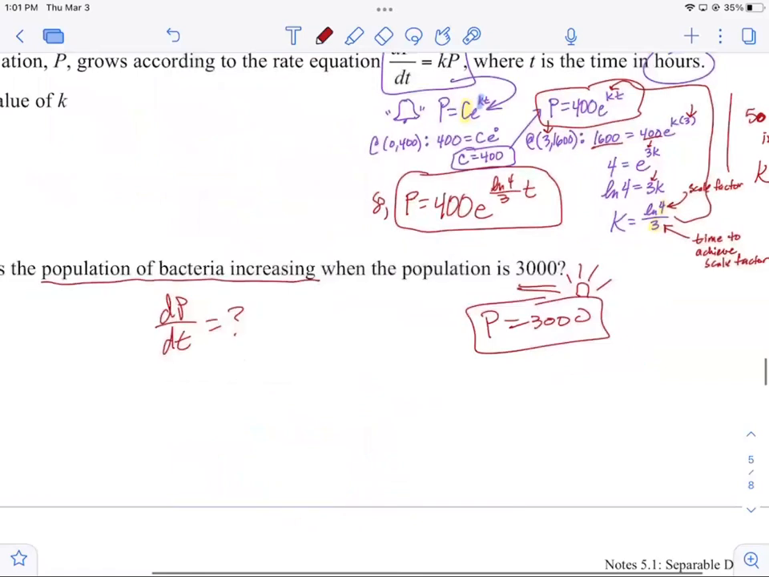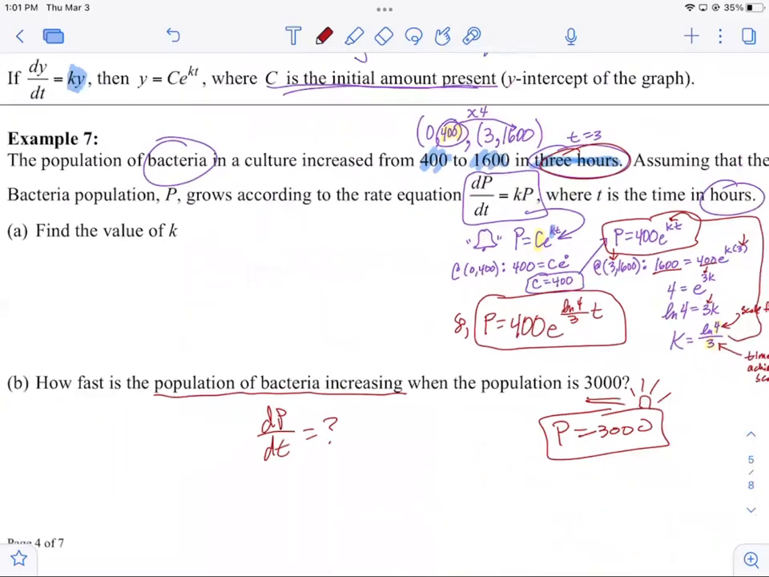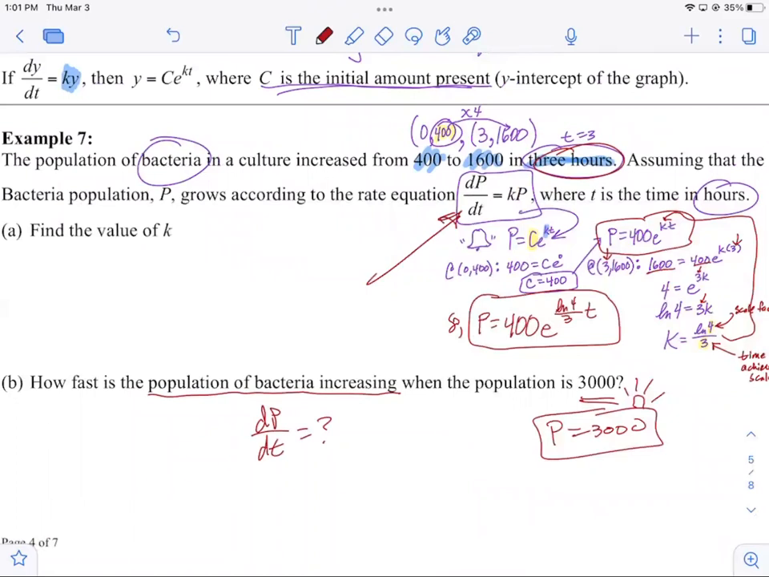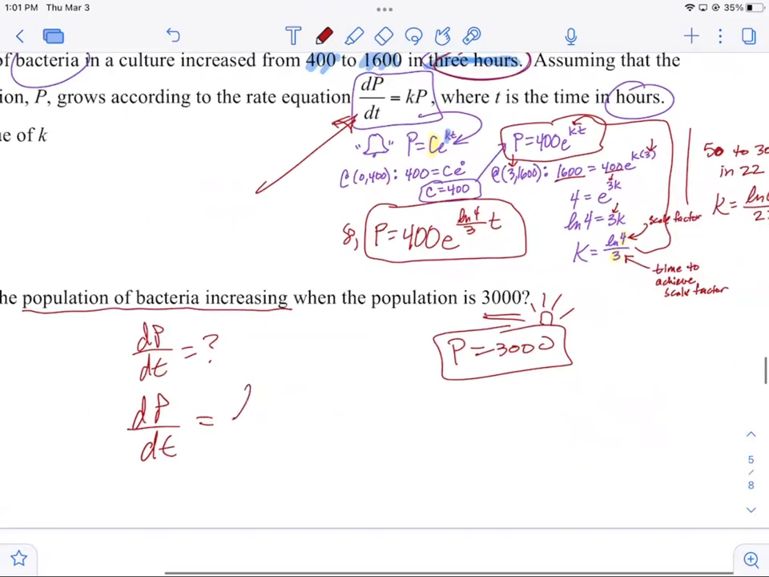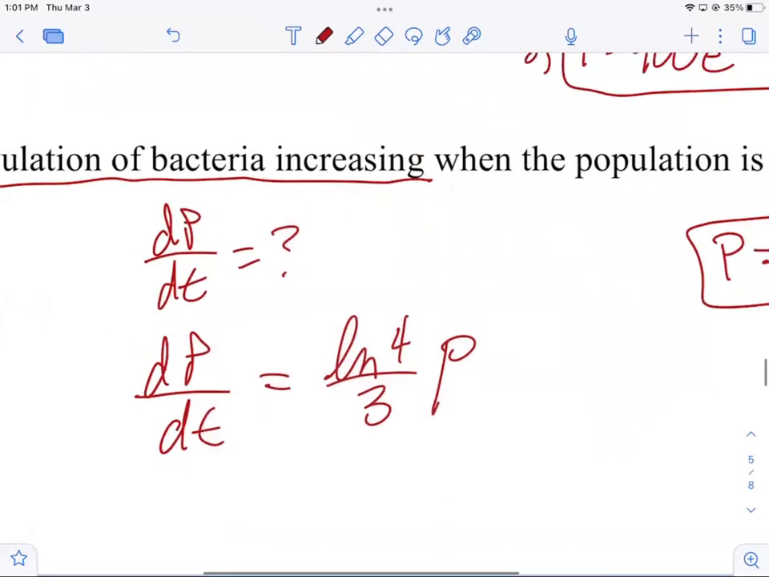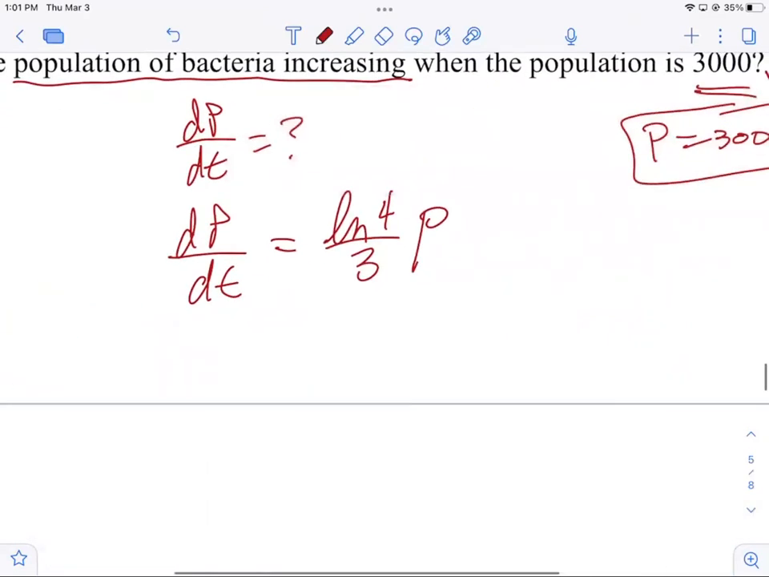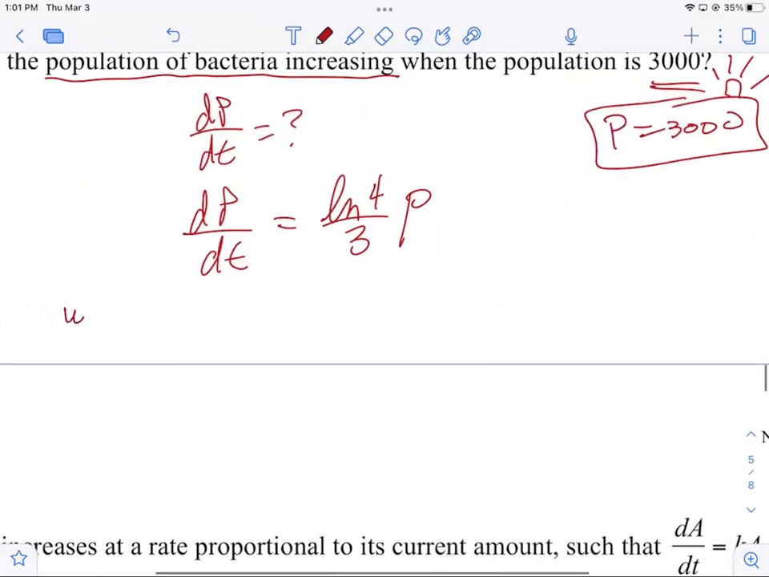That's not what we're being asked down here, though, is it? I want the derivative. Do I need to reinvent the wheel and take the derivative of that all over again? No, I have the derivative form right there. So look, dp/dt, which is what I'm after, is K times P. Do I know what K is? It's the natural log of 4 over 3 times P. So I don't need to take the derivative. It's right here, and I have it in terms of P. Well, when P is 3,000, it's a bit of a false alarm.